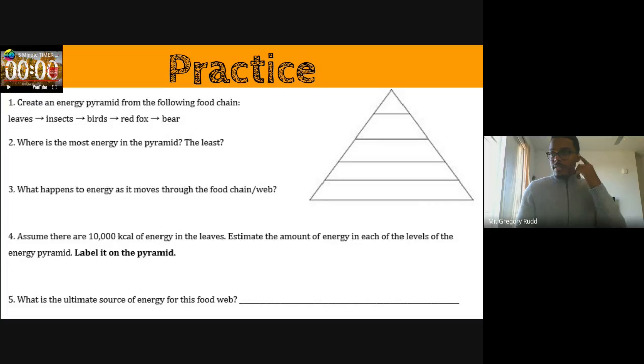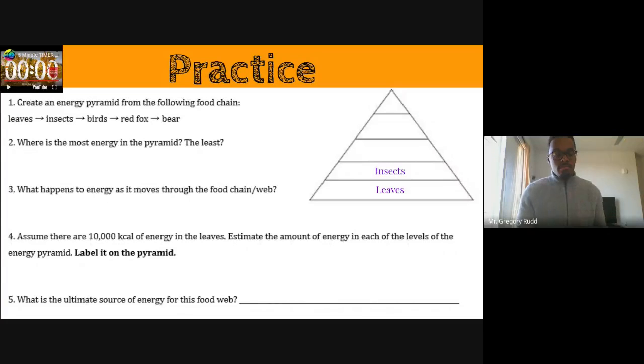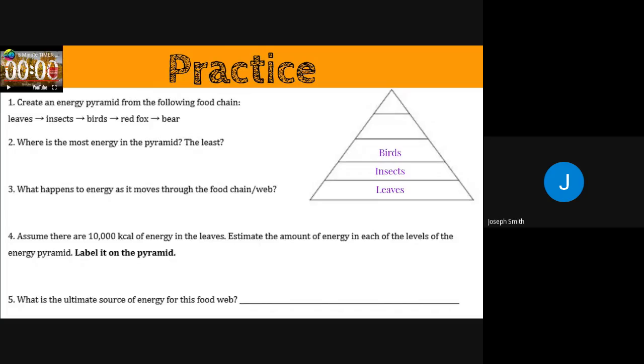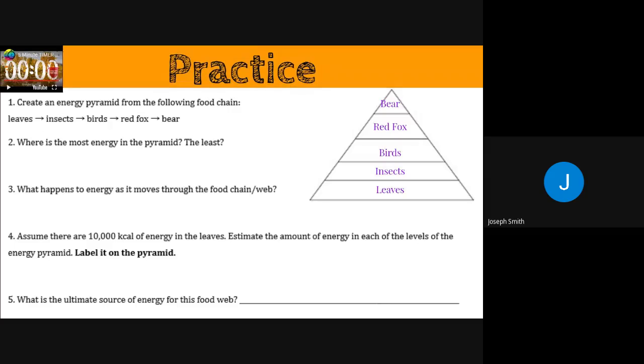Leaves. Leaves, and then what comes after that? Insects. Keep going. Bird, red fox, and bear. Excellent. All right. So where in this energy pyramid is the most energy and where is the least energy? The most energy is the leaves, the least is the bear.